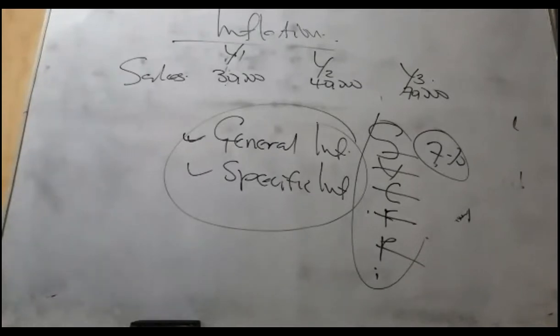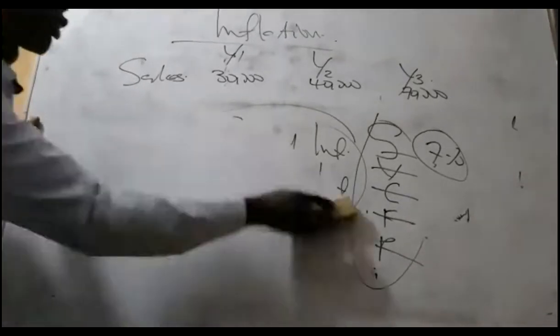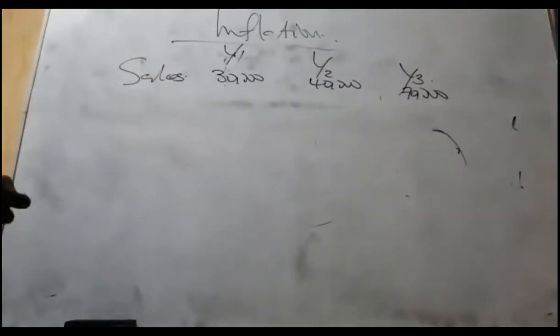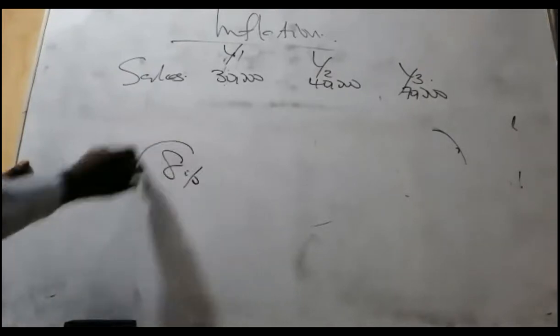For management accounting, we normally relax on the specific, so we go in for the general inflation. Most of your exam questions, if there's inflation in there, will be general inflation. So take note that your exam question will mostly be on general inflation. I'm just assuming that the inflation rate is 8%, single digit.